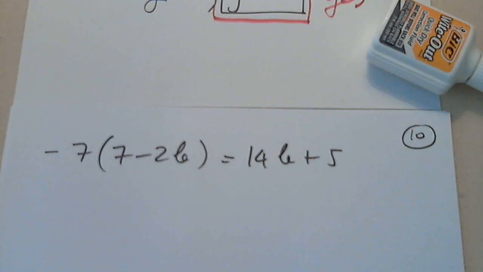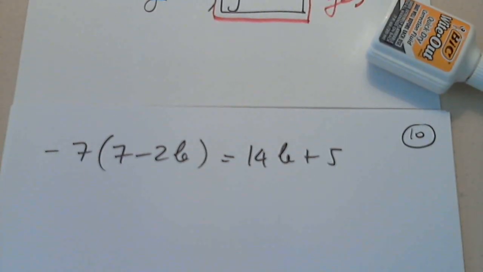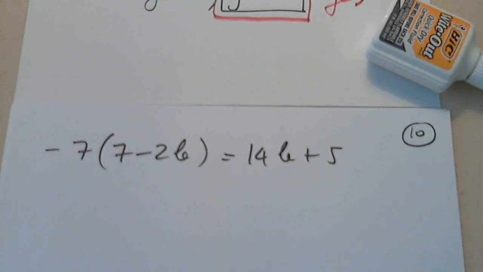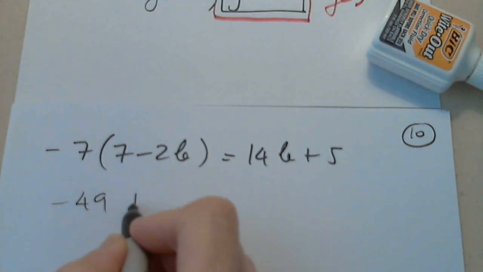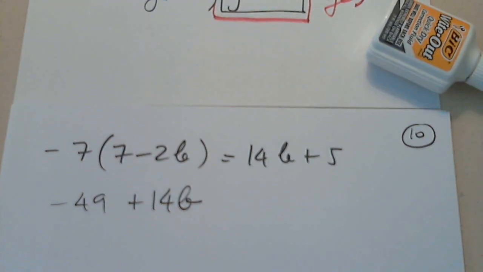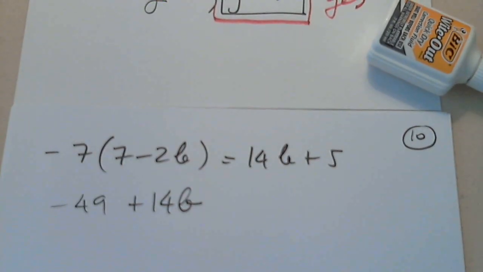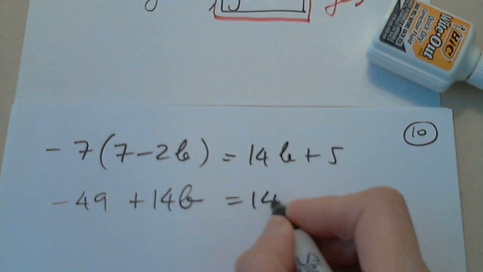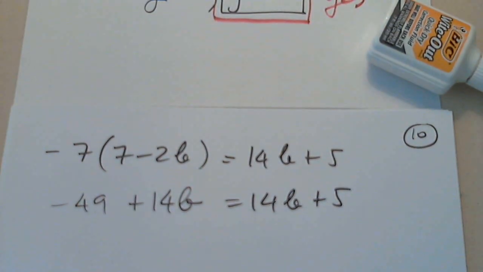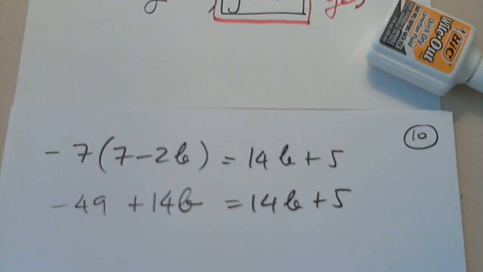We'll distribute -7. Yes, we have to distribute -7, and we will get -49, but positive 14b. Negative times a positive is negative, and negative times a negative is positive, equals 14b plus 5. Good.